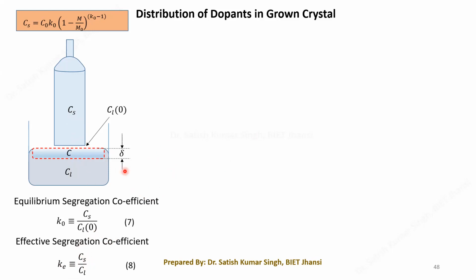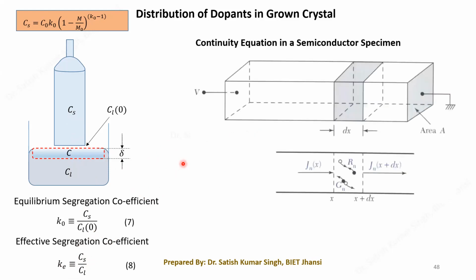So I'm trying to explain this with the continuity equation. If you go through any semiconductor specimen, let us say we have a semiconductor specimen like this, a particular block of semiconductor piece, and let us say I am considering a small volume, having length dx and a certain cross-sectional area equal to A. So it will have a certain volume, which is A into dx.